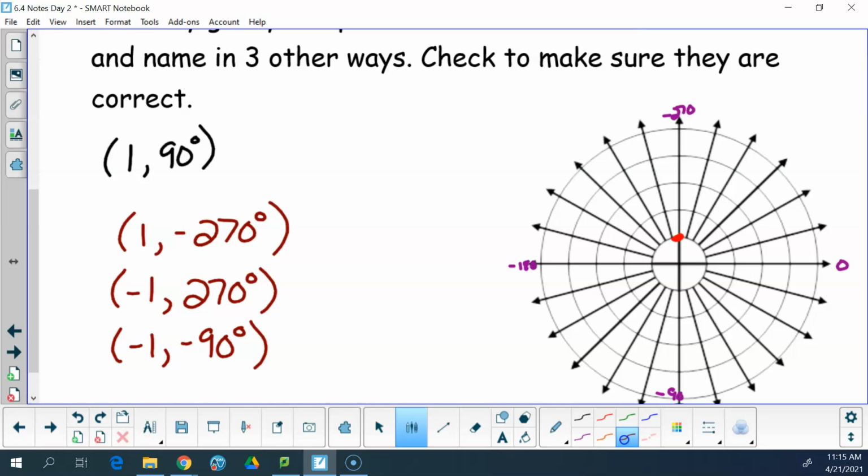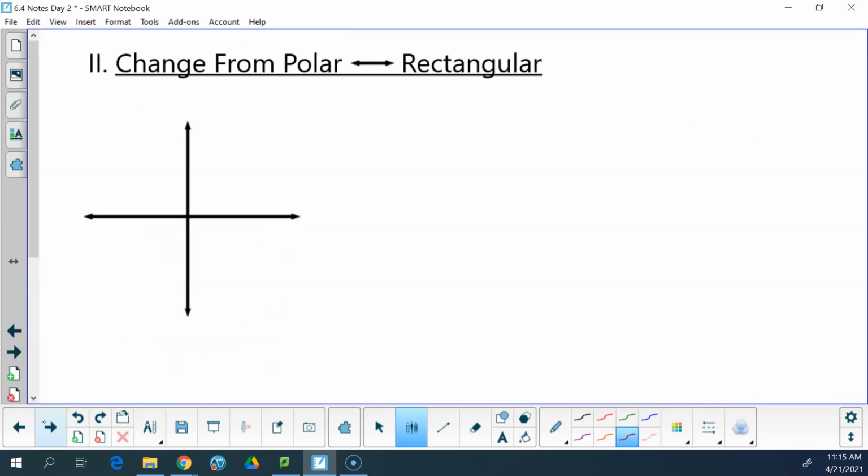Okay? Love it. So, what we would like to be doing today is we would like to talk about first changing back and forth between the different forms, and then I would also like to start some graphing today.